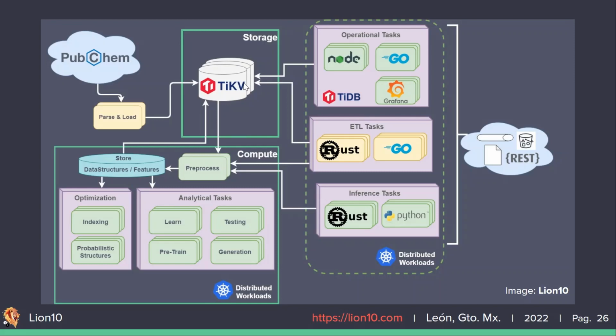Now, once we have our storage here, we would ideally want to access the data, pre-process the chemical data set, and store this processed data into a faster form of storage. In this case, we're going to maintain an in-memory feature store or data structure store, so to speak, and this is going to serve as a store to the analytical layer.